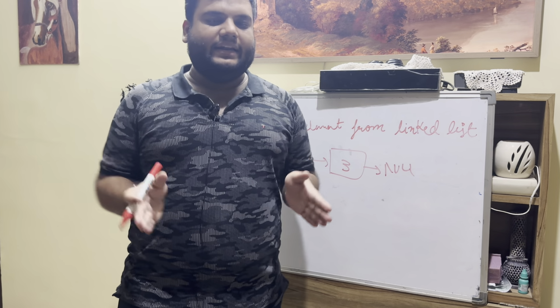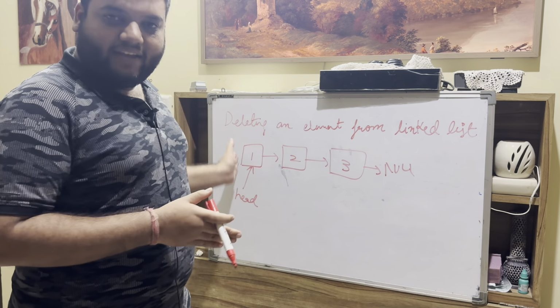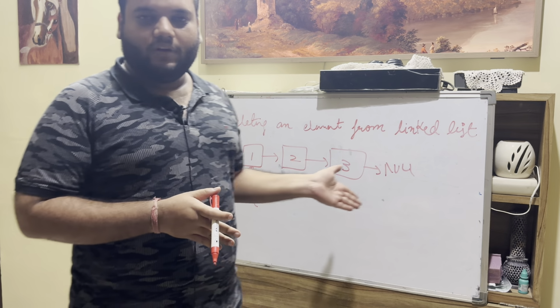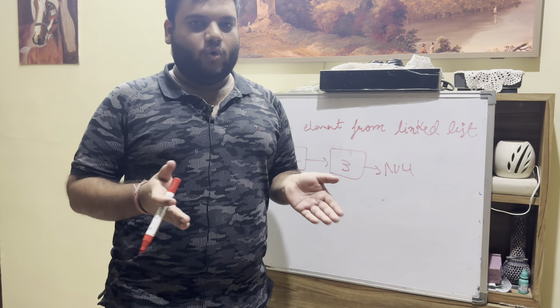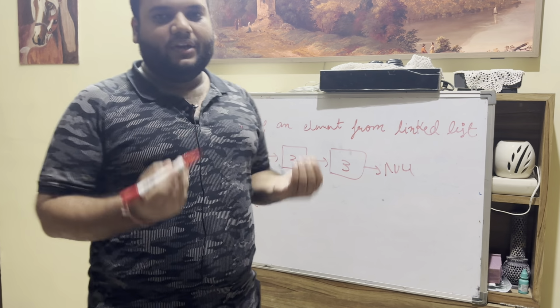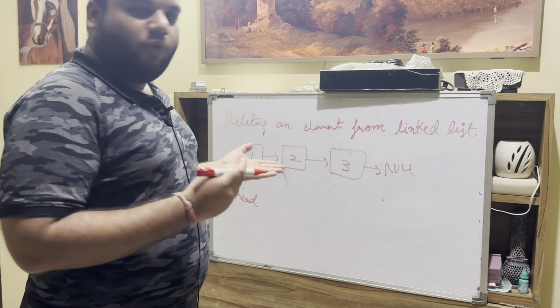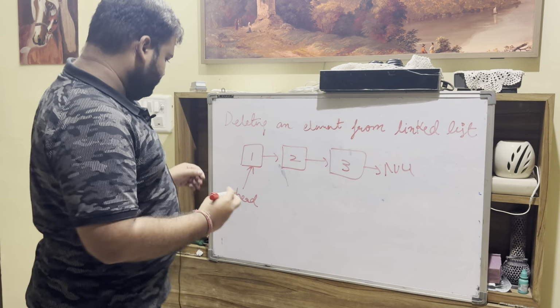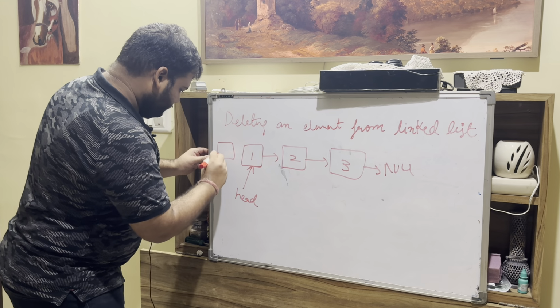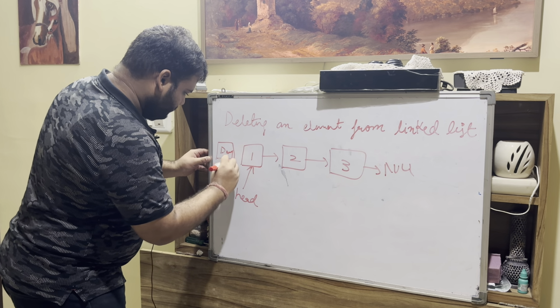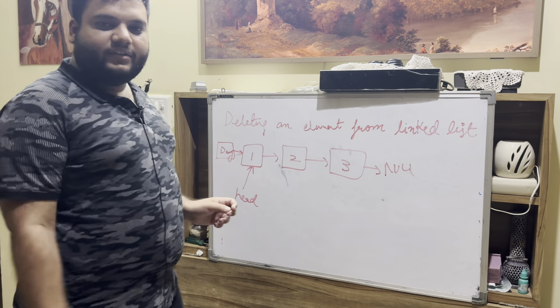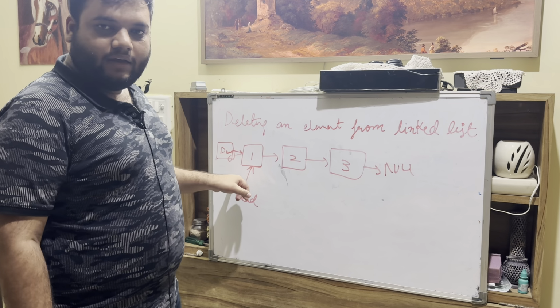Now if we want to delete an element, it can be present either at the head or at the rest of the linked list. So we can introduce a dummy node to take care of both the cases in one go. And it is going to point to the original head.